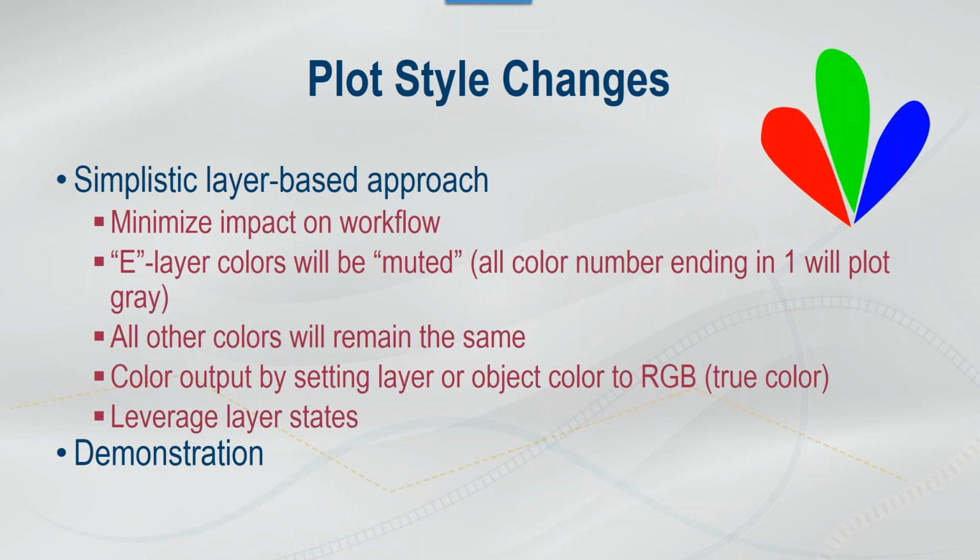We will accomplish the gray and black division by setting all of the E or existing layer colors to color numbers ending in 1. This will result in the exact same colors for proposed features, but the existing features will look a little more pastel. This change has the added benefit of quickly identifying existing objects versus proposed objects just by looking at the color in model space. If you want a certain layer or object to plot color, you just need to set the color to the RGB equivalent. True color will always plot color.